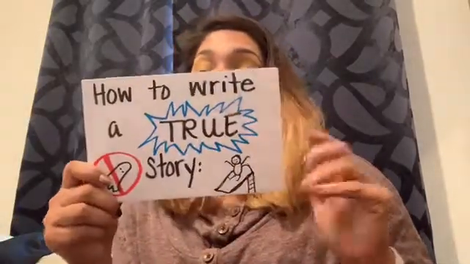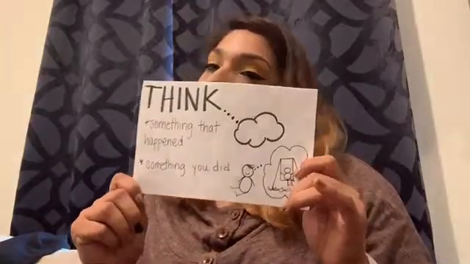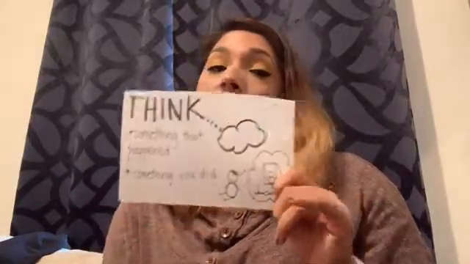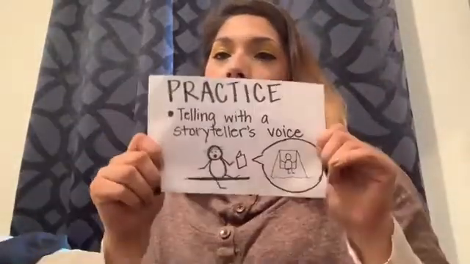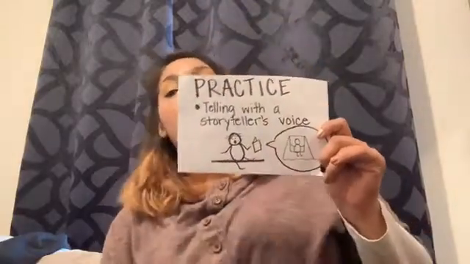And I'm just going to review a little bit our anchor chart, our different strategies of writing a true story. So how do we write a true story? First, we've got to think about something that happened or something that you did. And after we think about it, we need to practice telling it with the storyteller's voice.